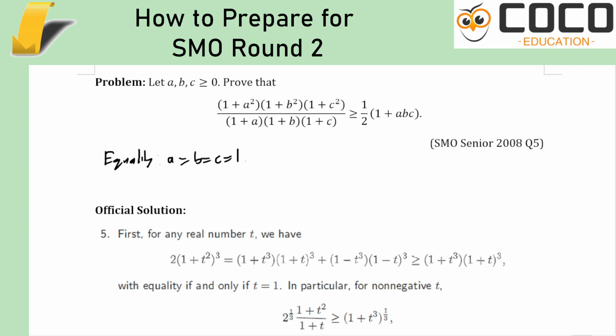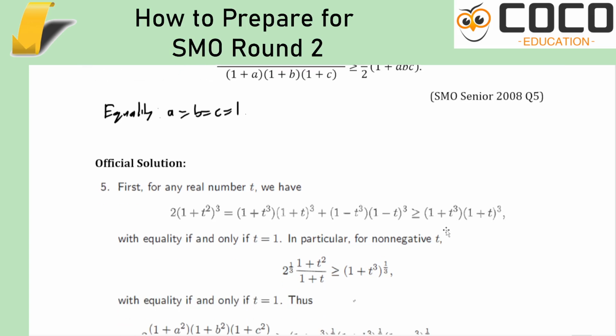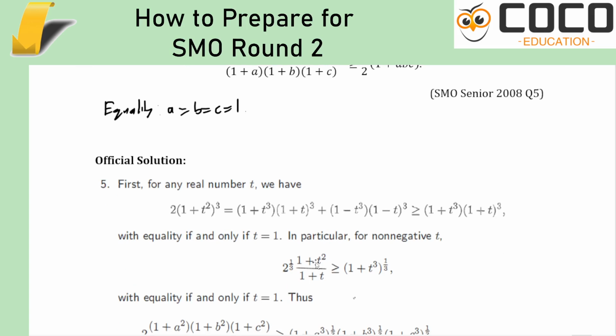Now, the official solution starts off with, for any real number t, we have 2 times (1 plus t squared) cubed equals (1 plus t)^3 times (1 plus t)^3 plus (1 minus t)^3 times (1 minus t)^3, which is greater than or equal to (1 plus t)^3 times (1 plus t)^3, with equality if and only if t equals 1. In particular, for non-negative t, 2^(1/3) times (1 plus t squared) over (1 plus t) is greater than or equal to (1 plus t cubed)^(1/3), with equality if and only if t equals 1. Did anyone get that? I most certainly did not get that.